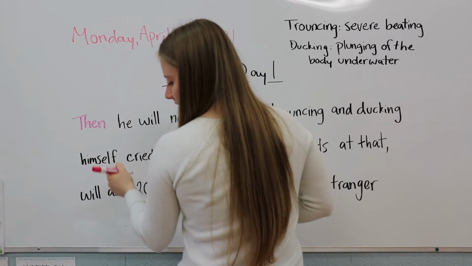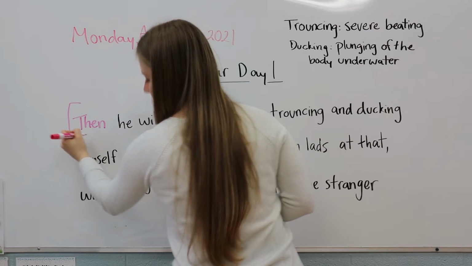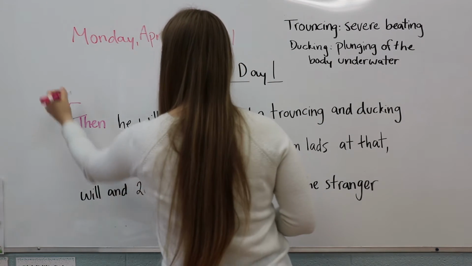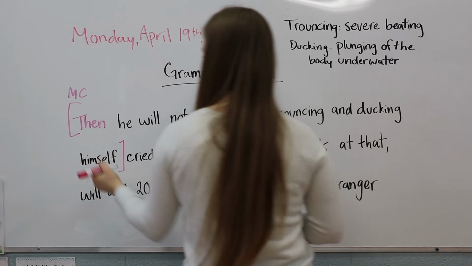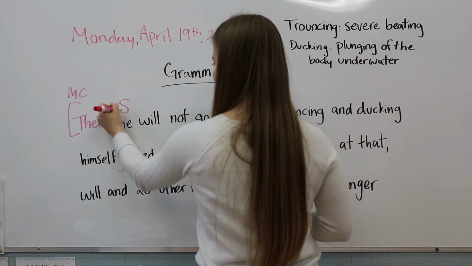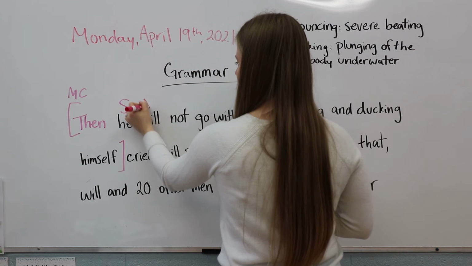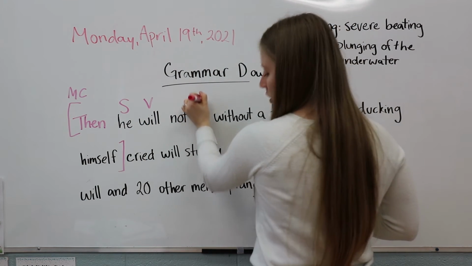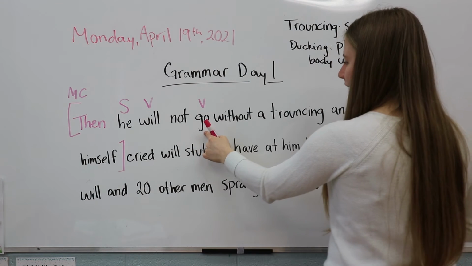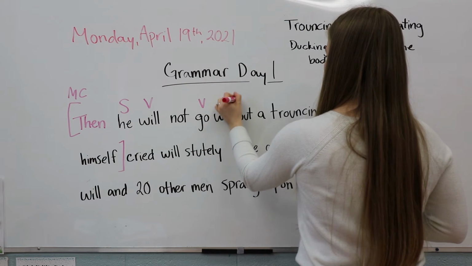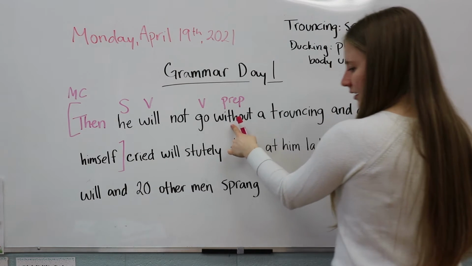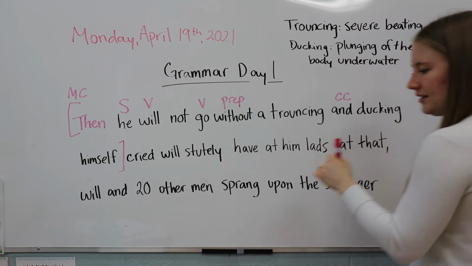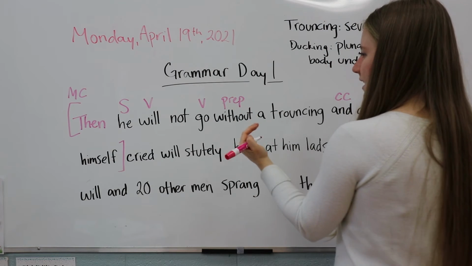And for this sentence, this is a main clause. It starts with "then" and it ends with "himself." He is the subject and "will" is the first verb, but we're also having "go" as a verb. Then "without" is our preposition. And we have a coordinating conjunction with "and." So that's in the clause.